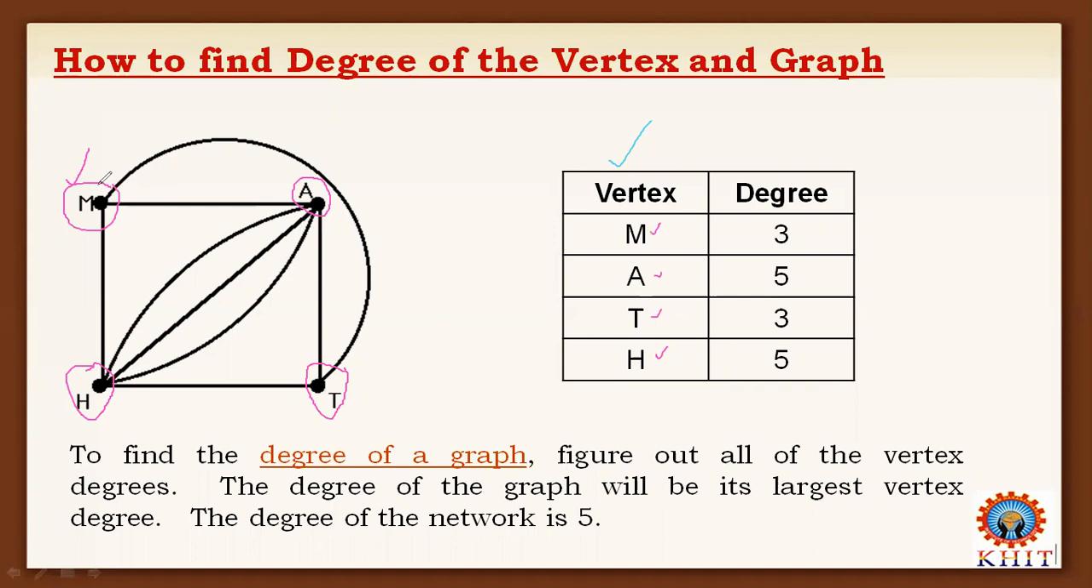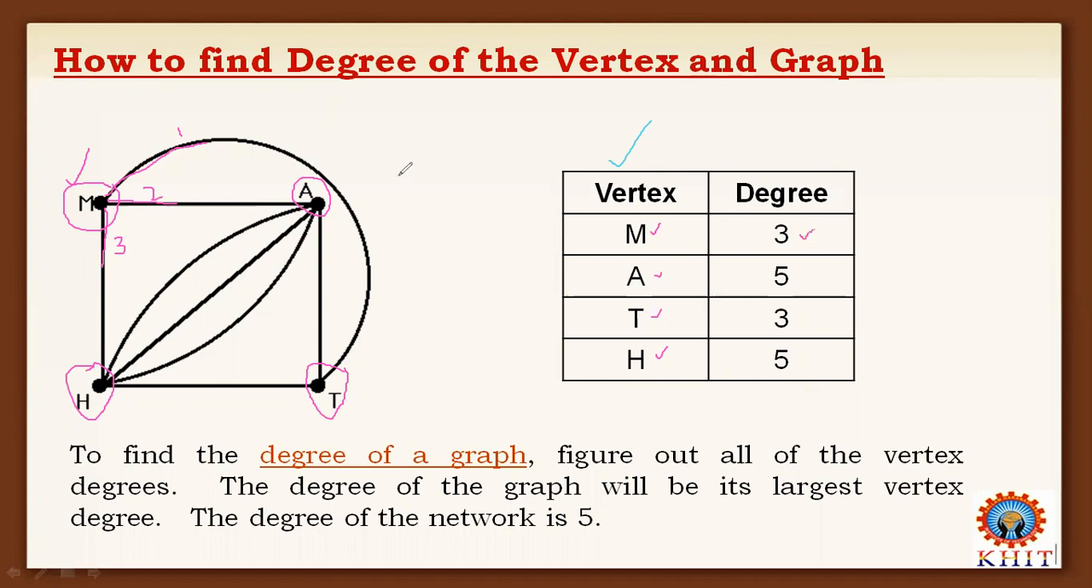Now, how do we find the degree of vertex M? Let me consider how many outs there are from M. This is one out, another out, another out, another out. This is 3. So the total number of outs of vertex M is 3.